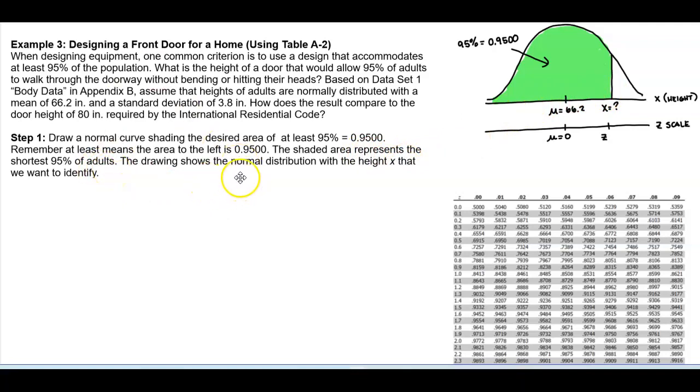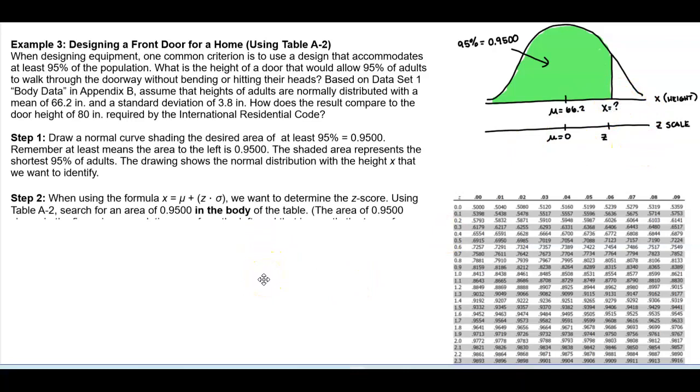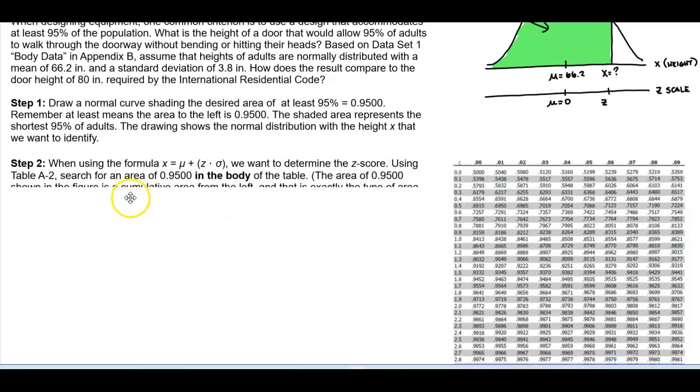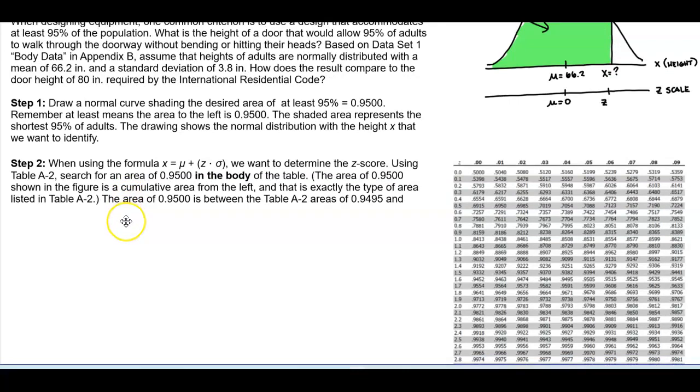So the drawing shows a normal distribution with the height x that we want to identify, which is what we want to find. So when using the formula, x is equal to the mean plus z times the standard deviation, we want to first determine the z-score so we can plug it into this equation to solve for x. So using table A2, we want to search for an area of 0.9500 in the body of the table. So if we take a look here, it's going to be in between these two values here.